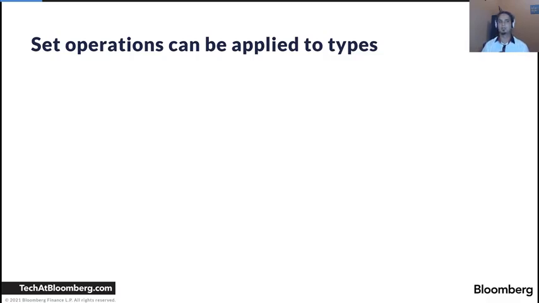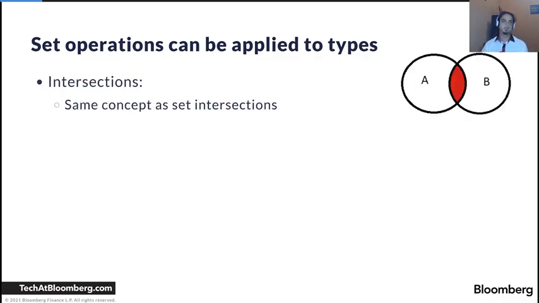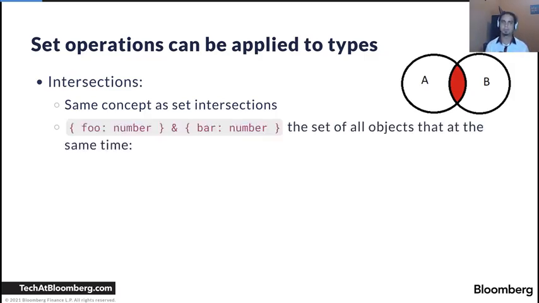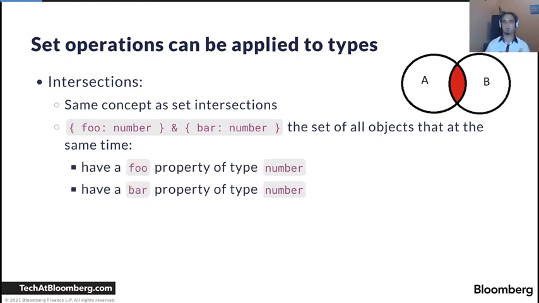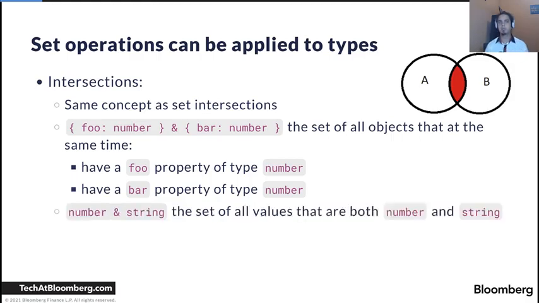The second set operation we can perform on types in TypeScript is intersections. So it again is the same concept as the set operation. Namely, if we take the intersection of two other sets, we're left with only the values that belong to both sets simultaneously. So for example, if we create the intersection of our two object types, what we get is a new set, or a new type, which has objects that have both a foo property of type number and a bar property of type number.